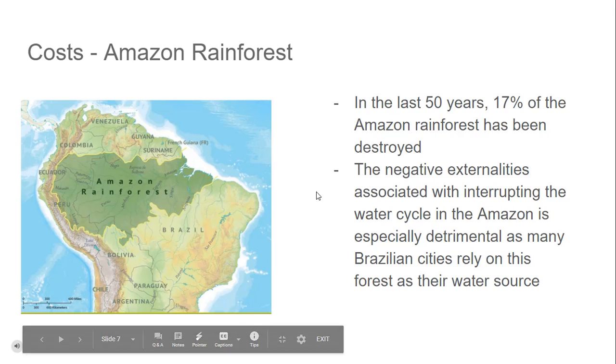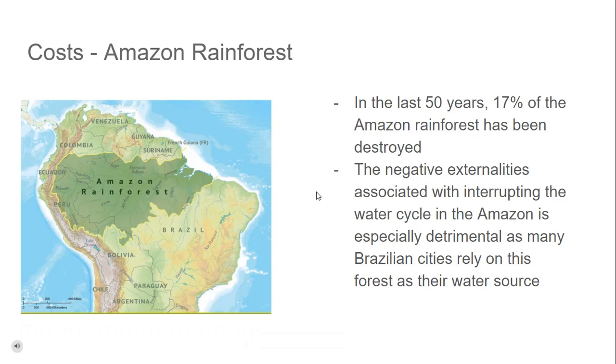The Amazon rainforest is the biggest rainforest in the world, and it is also one of the most likely to be destroyed. In the last 50 years, 17% of the Amazon rainforest has been demolished. If we keep going, the rainforest's water cycle won't be able to support all the ecosystems within it. In the last slide, we already talked about how deforestation could interrupt the water cycle. This is especially detrimental in the Amazon because not only do plants and animals rely on this forest, but so do many Brazilian cities. Removing trees can impact the local, regional, and global water cycles, depriving people of drinking water.